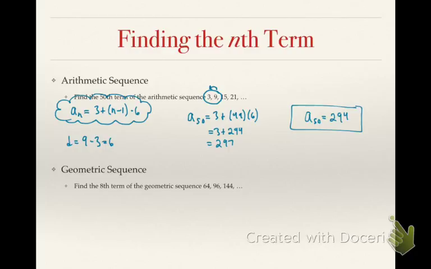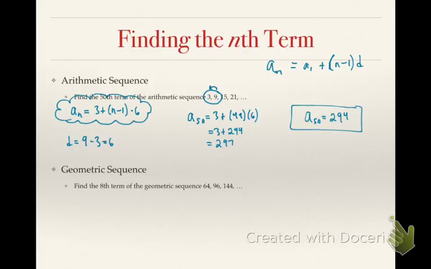Notice I could have used my calculator, hit 3 plus 6, answer plus 6, answer plus 6. I could have done that to get to the 50th term. However, that's the last resort if you forget how to use this formula. Okay, you should be able to easily use the arithmetic sequence formula to find the nth term in a sequence of numbers.